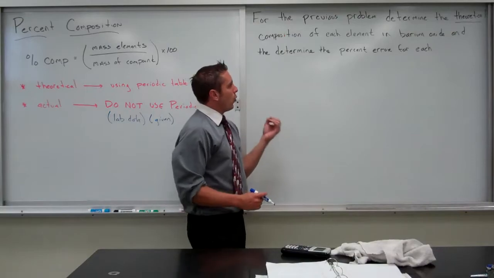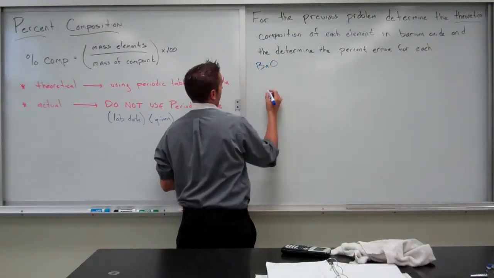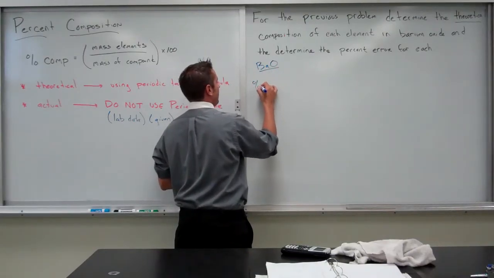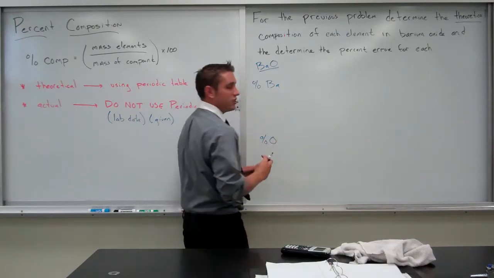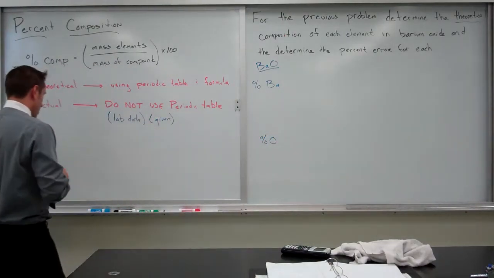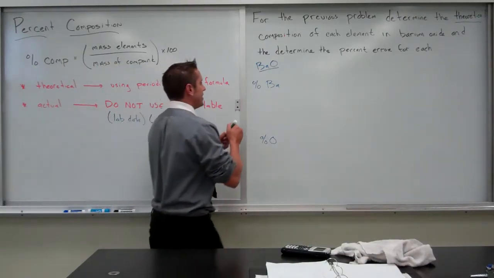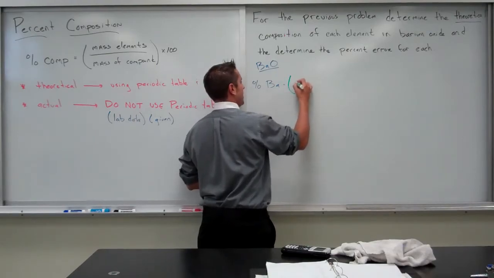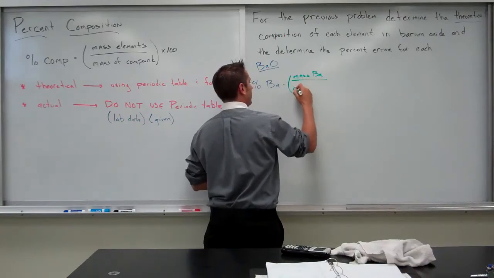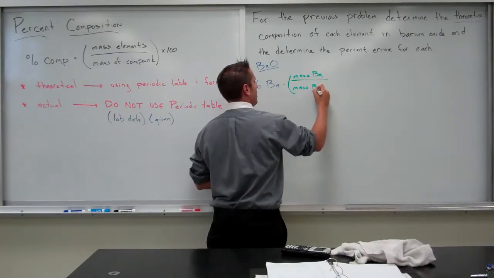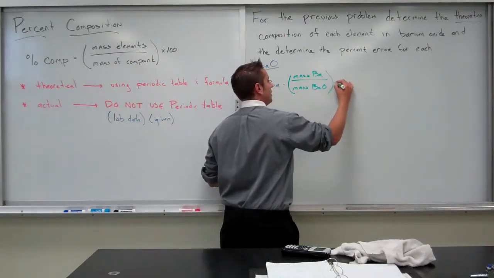Now you can use what you know the formula of barium oxide to be, which is BaO. So that means we need to find the theoretical percentage of barium and the theoretical percentage of oxygen. This should be old hat at this point, third time we're doing this. The percentage of barium is going to be the mass of Ba over the mass of the whole thing, BaO, mass of element over the mass of the compound, times 100.